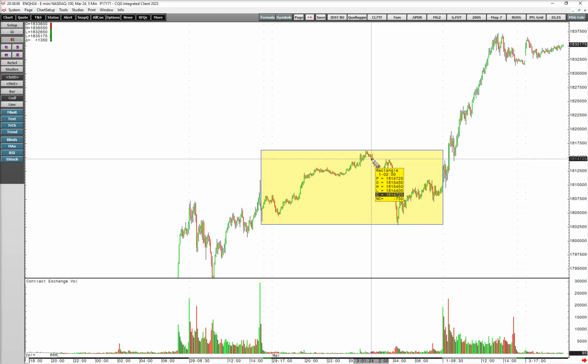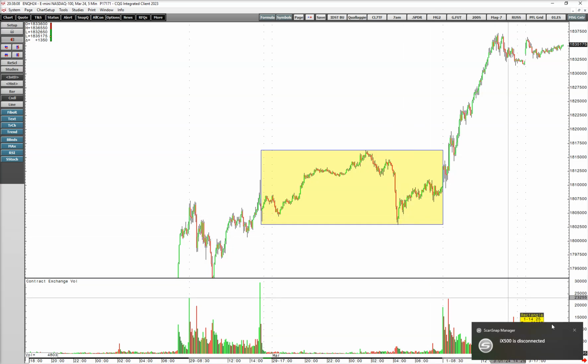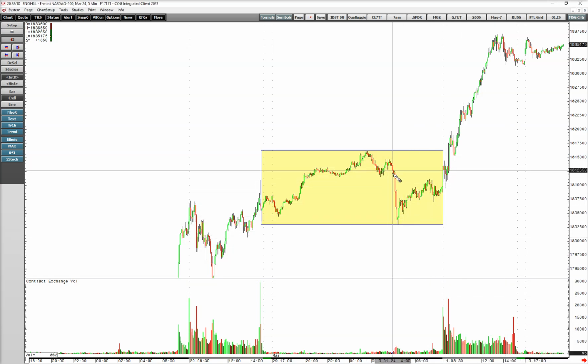And that's pretty much your European open time, right? 2 o'clock is the official open in London, and then this low was made in there. Now that's a relatively small area, 18,163 down to, call it 18,030. So 130 points is about 0.7%.